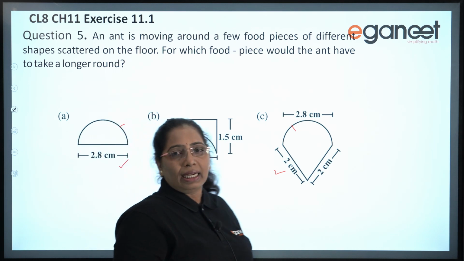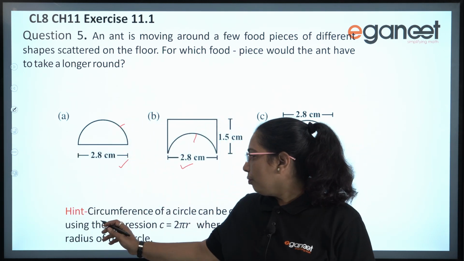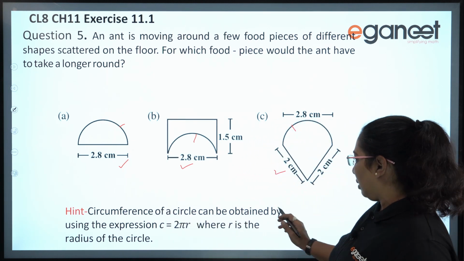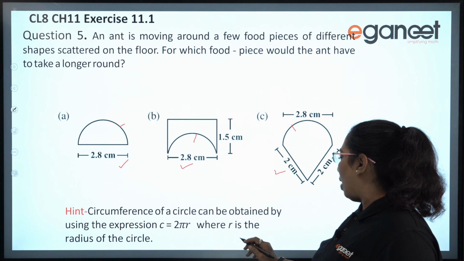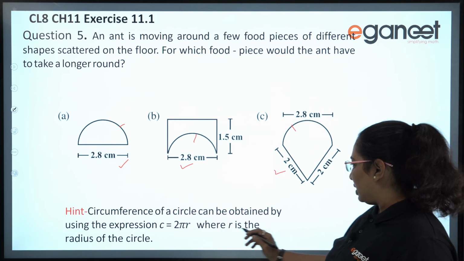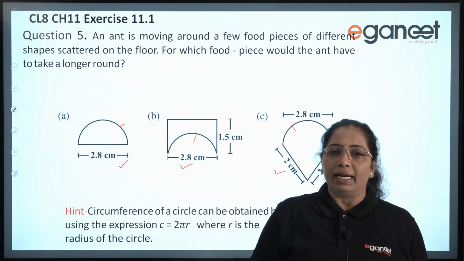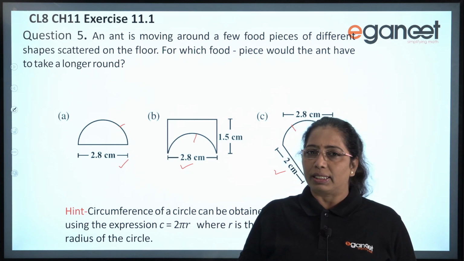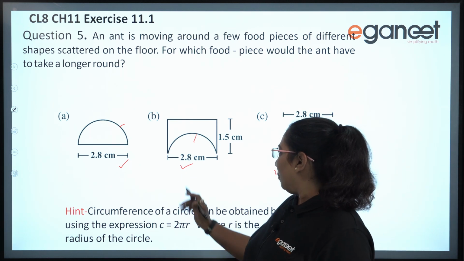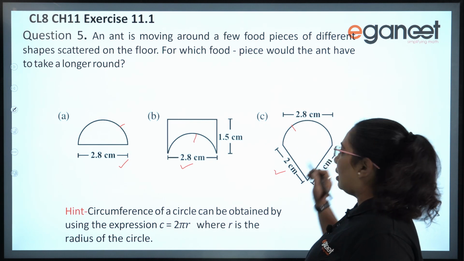So, for that I am giving you a hint. My hint is circumference of a circle can be obtained by using the expression C is equal to 2 pi r, where r is the radius of the circle. Now, according to my hint, circumference of a circle, it means perimeter of a circle, is given as 2 pi r. Each food piece is having a semicircular region.